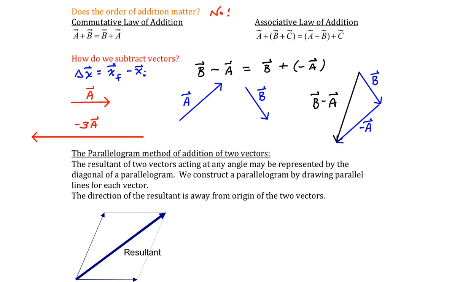So when you need to find the difference between two vectors, when you need to subtract two vectors, you need to add the negative of the next vector, the second vector, which you're subtracting.